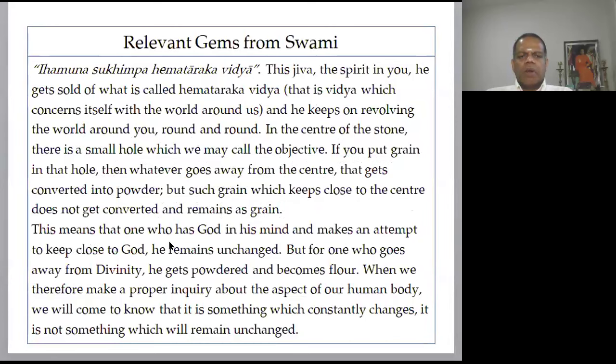This means that one who has God in his mind and makes an attempt to keep close to God remains unchanged. But for one who goes away from divinity, he gets powdered and becomes flour. When we therefore make a proper inquiry about the aspect of our human body, we will come to know that it is something which constantly changes. It is not something which will remain unchanged.